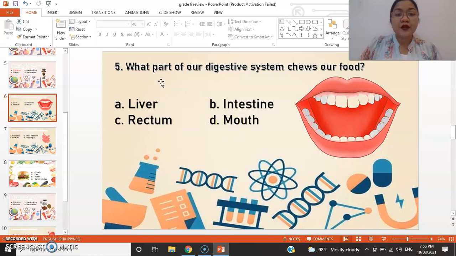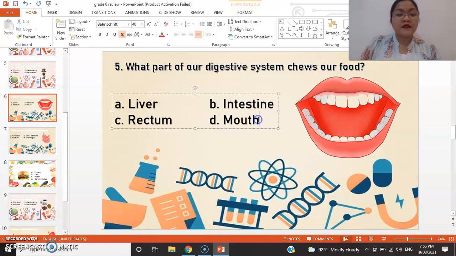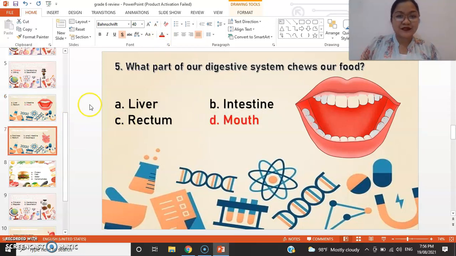Again, what part of your digestive system chews your food? Letter A, liver. B, intestine. C, rectum. D, mouth. What is your answer? 5, 4, 3, 2, 1. The correct answer is letter D, your mouth. Very good.